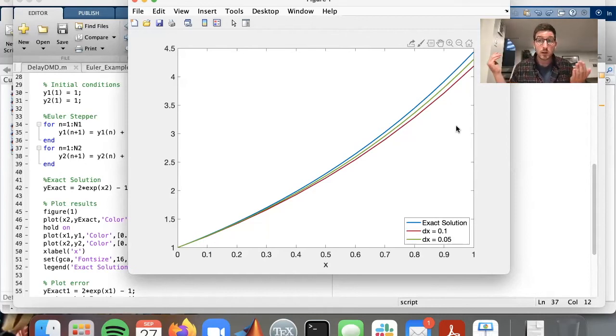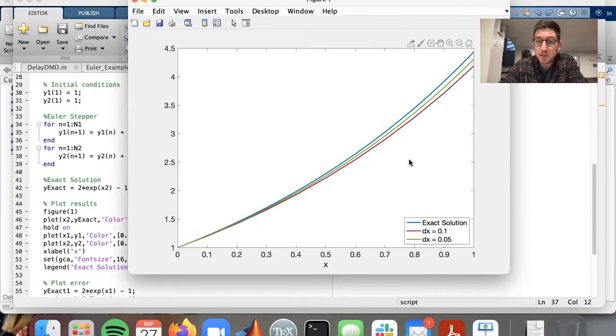Remember, Riemann sums work in the limit. And so if you take smaller and smaller values of delta x, dx, h, whatever you want to use for all of these quantities, you get better approximations. Same thing happens here. If you take a smaller step size, you get a better approximation.